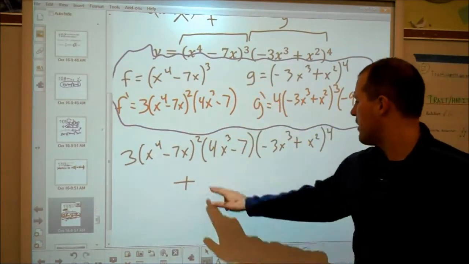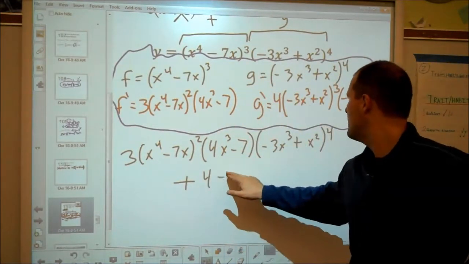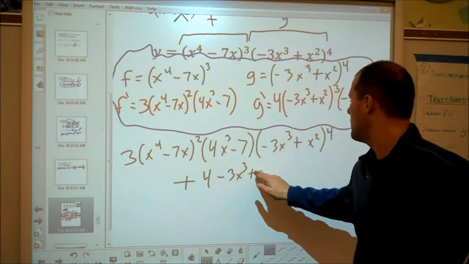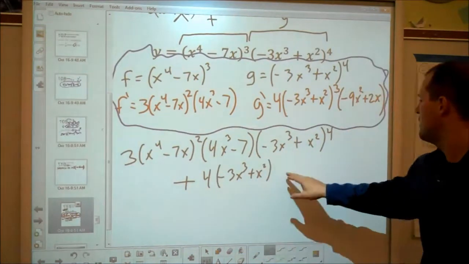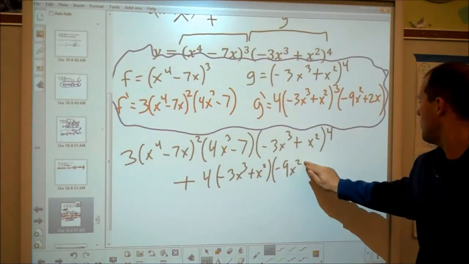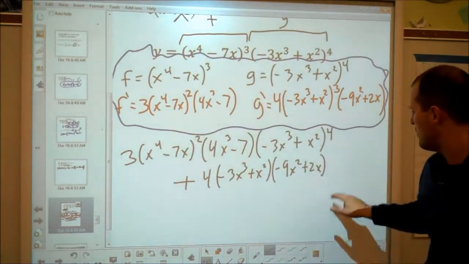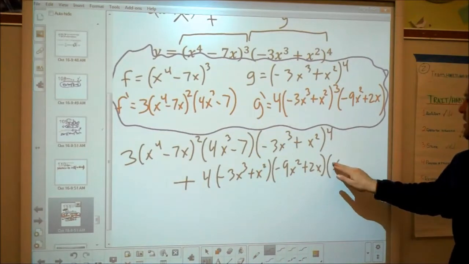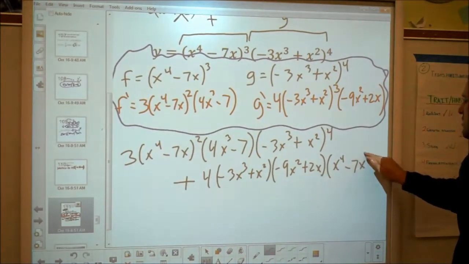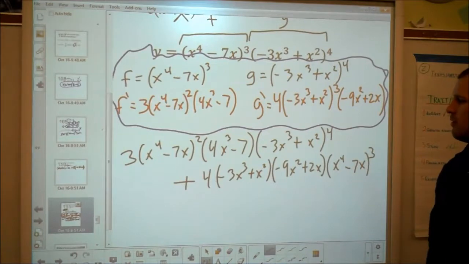g prime f. So here we go. 4 times negative 3x cubed plus x squared. Don't forget your parentheses. Negative 9x squared plus 2x. Remember, it's g prime times f, so we also need to include the f function. So that's x to the 4th minus 7x quantity cubed.